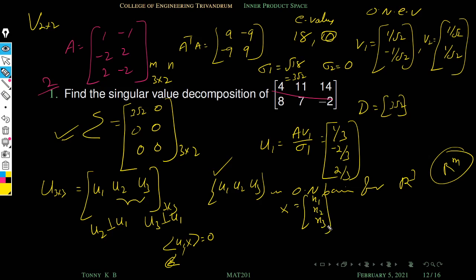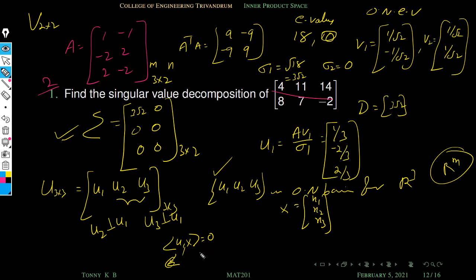Then what is the inner product of u1 and x? u1 is here. This is our u1. What is the definition of inner product? Our usual Cartesian inner product, the Euclidean inner product. Suppose this is our x, this is our u1. Then how to find the inner product between two vectors? u transpose x. What is u1 transpose x? x1 by 3.